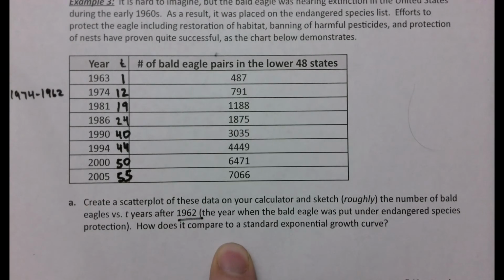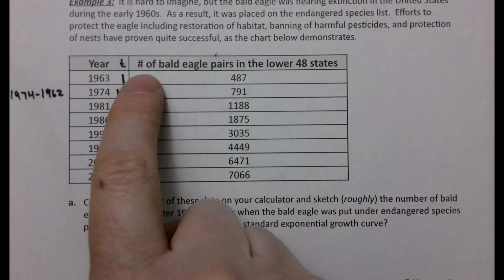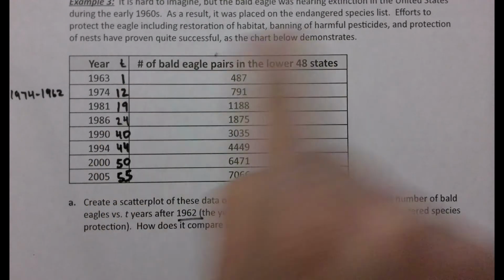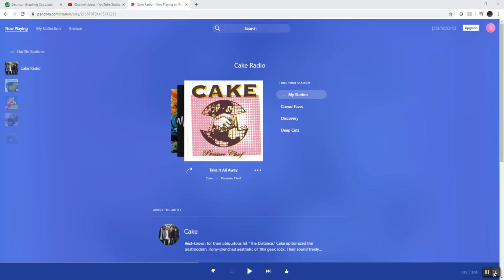These are going to be our Y values. Notice the population is actually double this. We're looking at, I think, mating pairs, presumably, because that's the only way you can actually grow your population. So let's switch to Desmos.